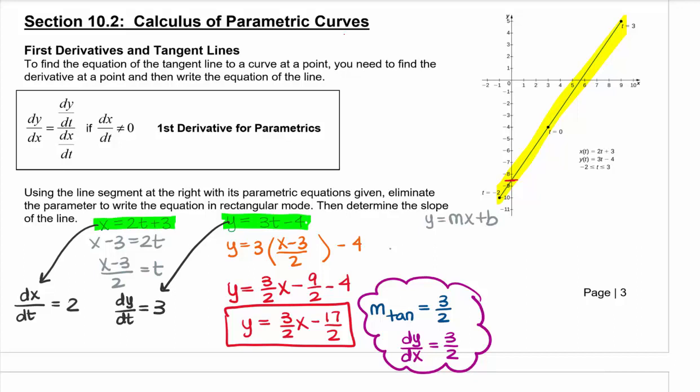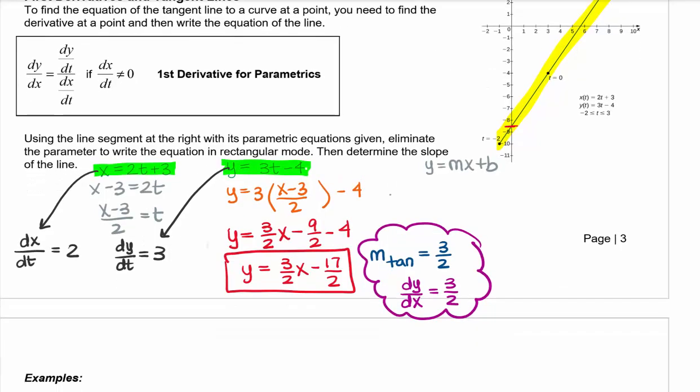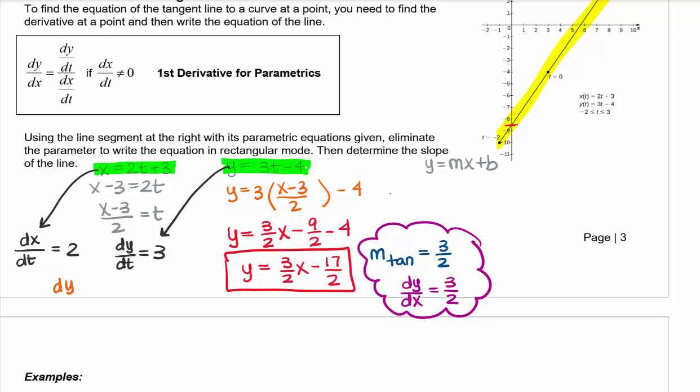Now that I know that, I can put this all together and ask, what is dy/dx? Well, dy/dx would be the same thing as dy/dt over dx/dt, because when you multiply by the reciprocal, that would be like saying dy/dt times dt/dx. The dt's would divide to 1, so you're left with dy/dx.